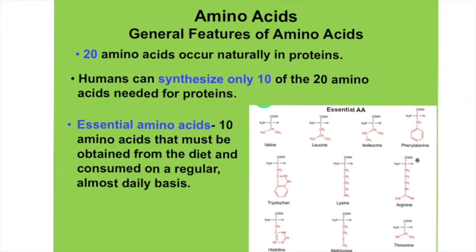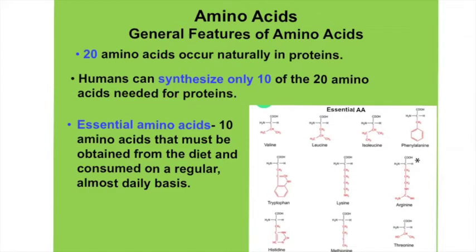Okay, so there are 20 naturally occurring amino acids. We can only synthesize 10 of them in our bodies. And so the 10 that we cannot synthesize are called essential amino acids, and we must be able to obtain those 10 essential amino acids from our diet on a regular basis. And so the essential amino acids include valine, leucine, isoleucine, phenylalanine, tryptophan, lysine, arginine, histidine, methionine, and threonine.